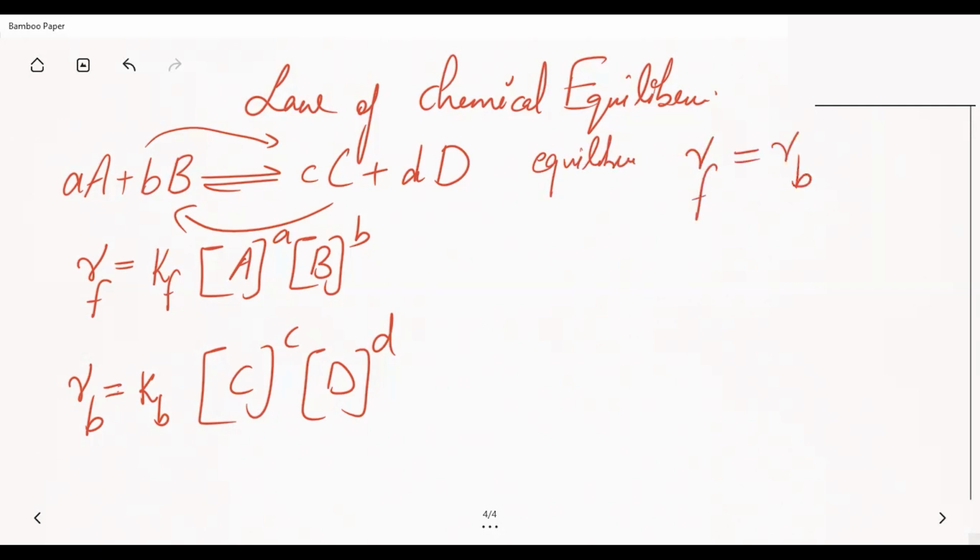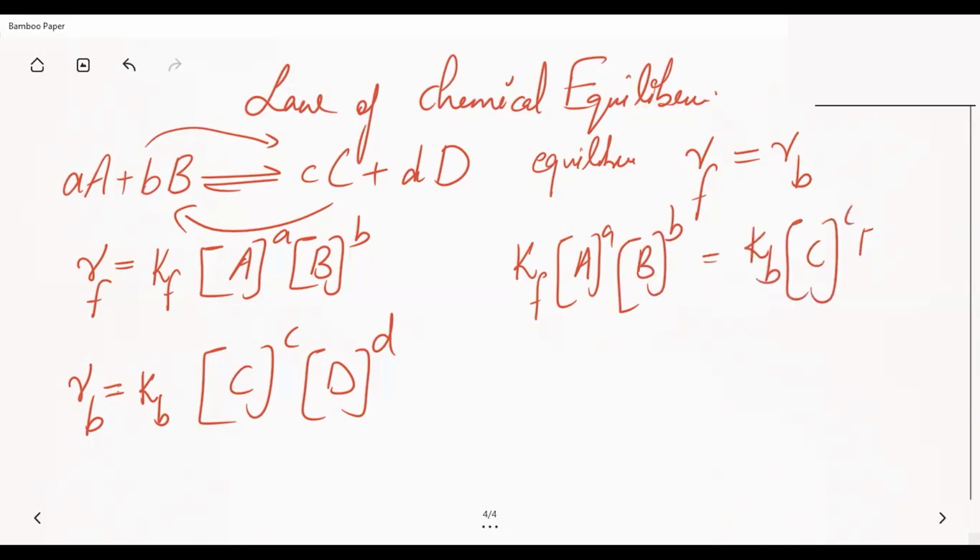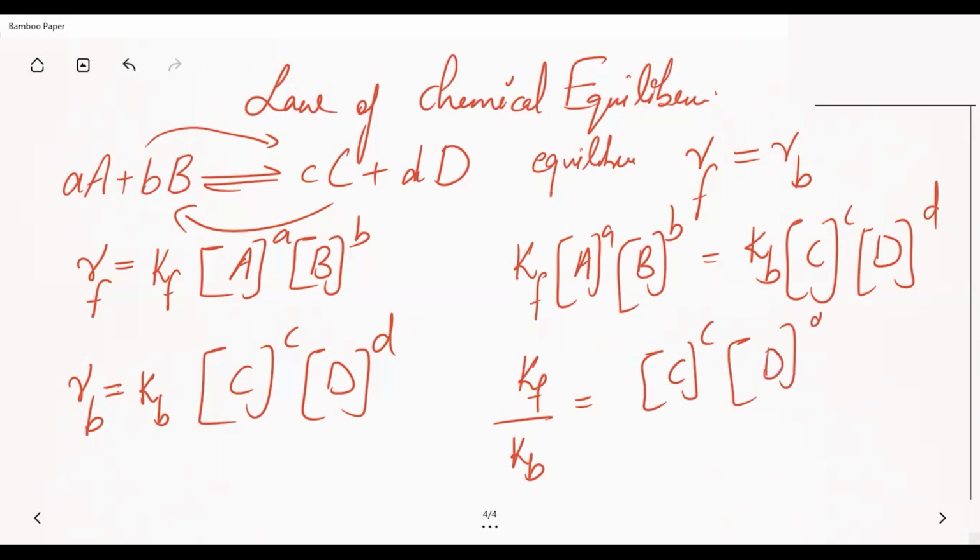We already studied the meaning of equilibrium: forward and backward reactions are equal. So we can equate these two. Kf [A]^a [B]^b is equal to Kb [C]^c [D]^d. Taking the constants to one side, you get Kf by Kb equal to [C]^c [D]^d divided by [A]^a [B]^b. This is a constant value, so we can put a big constant K.